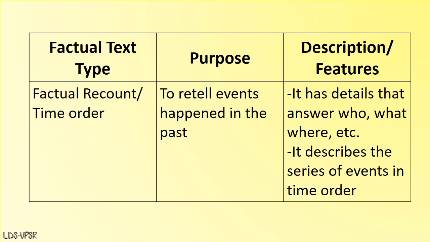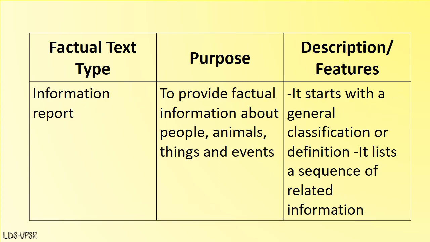Next is factual recount or time order. Its purpose is to retell events happened in the past. Description or features. It has details that answer who, what, where, etc. And it describes the series of events in time order. Next is information report. Its purpose is to provide factual information about people, animals, things, and events. Description or features. It starts with a general classification or definition. It lists a sequence of related information.